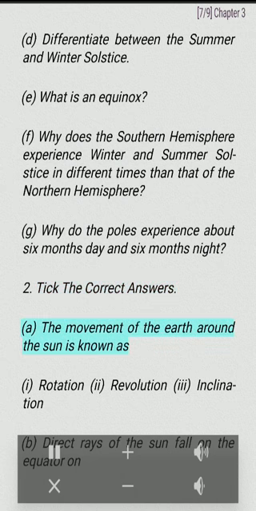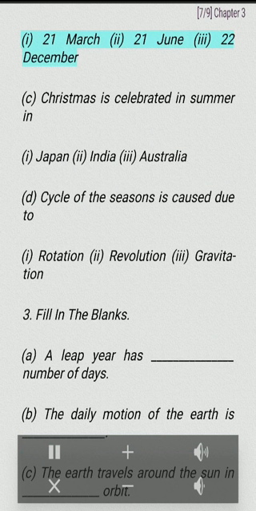2. Tick the correct answers. A. The movement of the Earth around the Sun is known as: i. Rotation, ii. Revolution, iii. Inclination. B. Direct rays of the Sun fall on the equator on: i. The 21st of March, ii. The 21st of June, iii. The 22nd of December. C. Christmas is celebrated in summer in: i. Japan, ii. India, iii. Australia. D. The cycle of the seasons is caused due to: i. Rotation, ii. Revolution, iii. Gravitation.